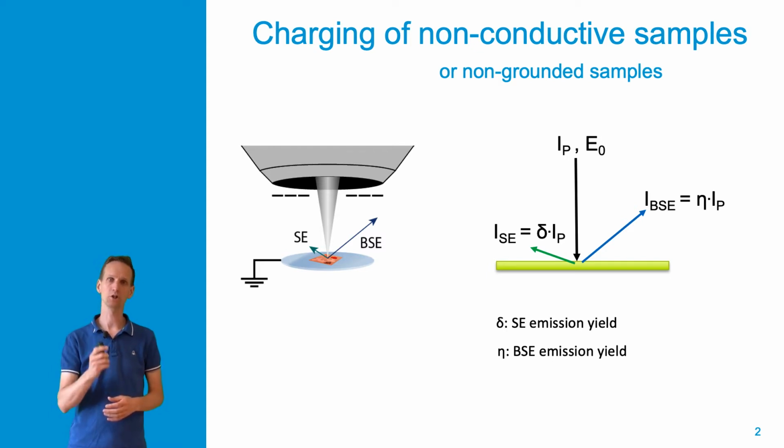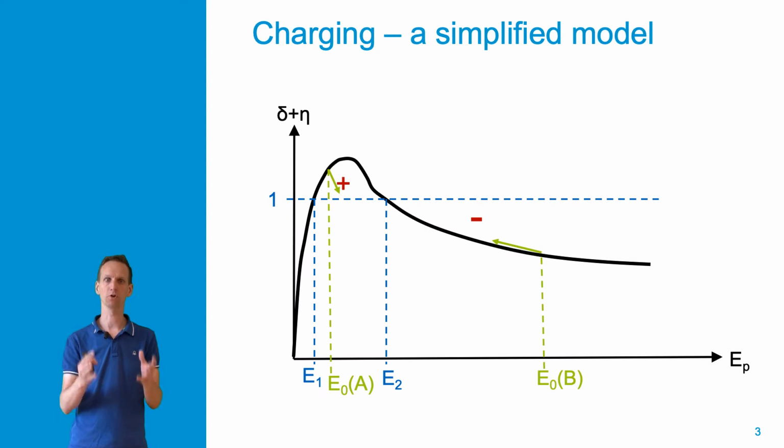Now let's look at how these yields depend on the energy of the incoming primary electron beam. Typically, for a sample material, the yield has a curve that looks like this. On the vertical axis, we see the sum of delta and eta, so the total yield of electrons exiting the sample. If this yield is higher than 1, there are more electrons exiting the sample than entering the sample, so we have a buildup of positive charge in the sample. If this yield is lower than 1, we have more electrons entering the sample than there are exiting the sample, so we have a net buildup of negative charge.